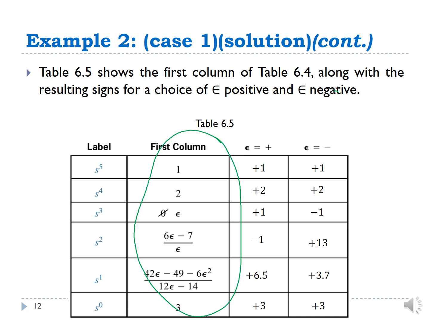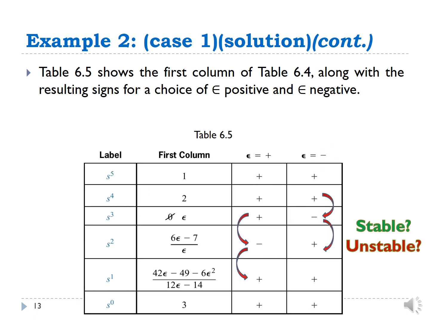Now, to begin the interpretation, we must first assume an epsilon with positive and negative sign. For simplicity, let's replace all the values of epsilon in the first column with positive 1 for positive epsilon and negative 1 for negative epsilon. Table 6.5 shows the first column of table 6.4 along with the resulting signs for choices of epsilon plus and epsilon minus.